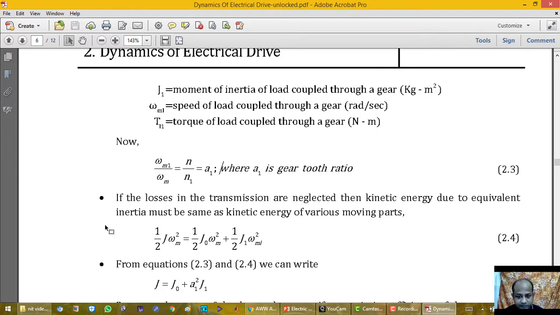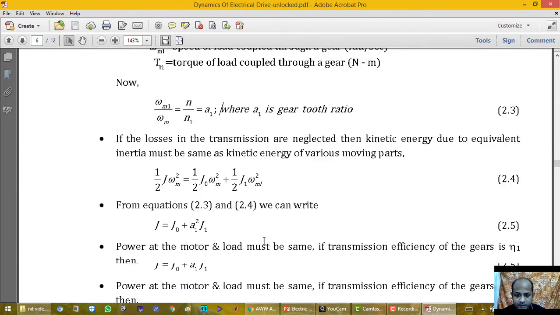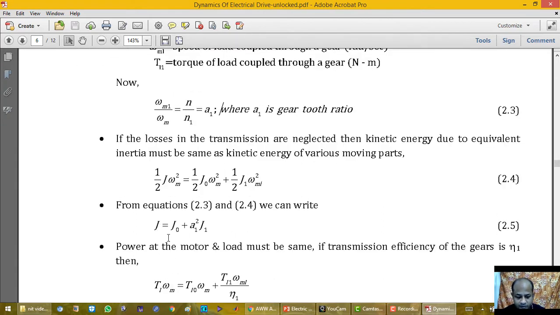We can write down that the total kinetic energy of the moving parts is equal to the kinetic energy of the equivalent system, that is, half J omega m square equals half J0 omega m square plus half J1 omega m1 square. From here we will get J equals J0 plus a1 square J1. How? Because this half omega m square will cancel. So, we divide this equation by half omega m square.